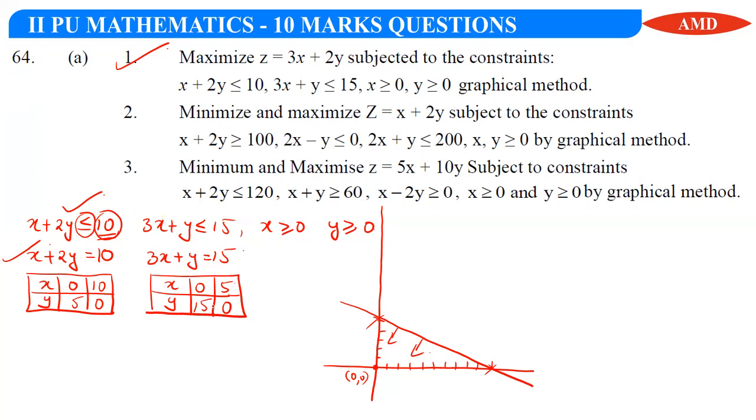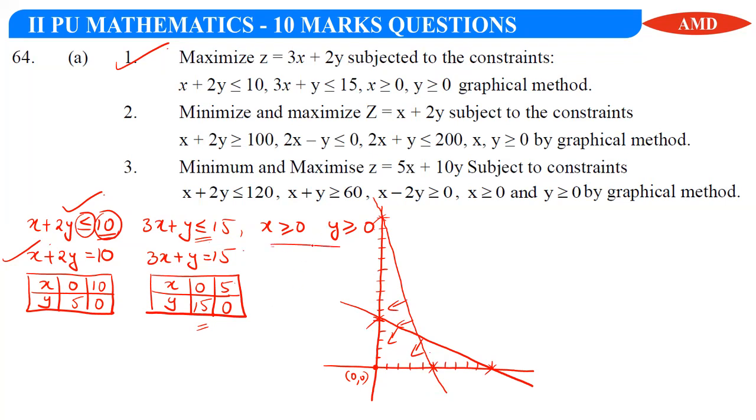Coming to the second one, we have the first point as 0, 15. We already marked up to 5, so continuing: 6, 7, 8, 9, 10, 11, 12, 13, 14, 15. The other point is 5, 0: 1, 2, 3, 4, 5. It is here. Joining these 2 points now. Here also, since the inequality is less than or equal to, the solution region must be towards the origin.